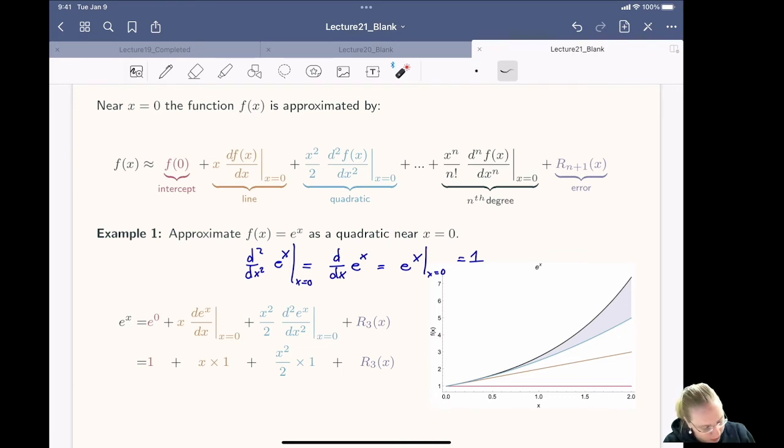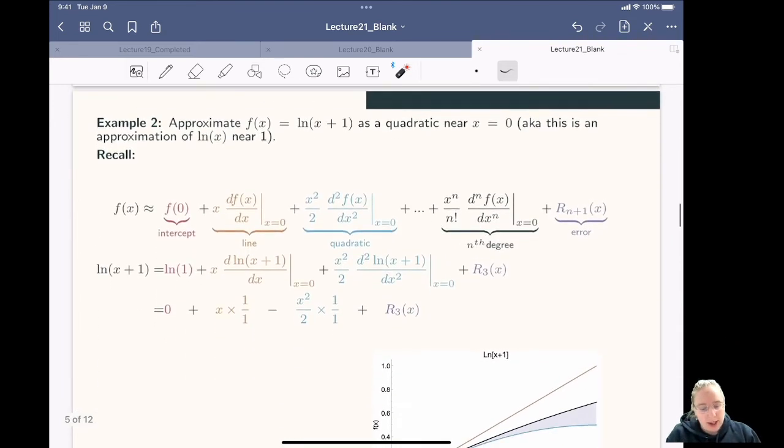So this blue curve does a better job than the line, which does a better job than the constant. The error, this Rn of x term, is shown by this gray area. So the error between our approximation, the blue curve, and the actual curve at any point x is given by this distance here. All right.